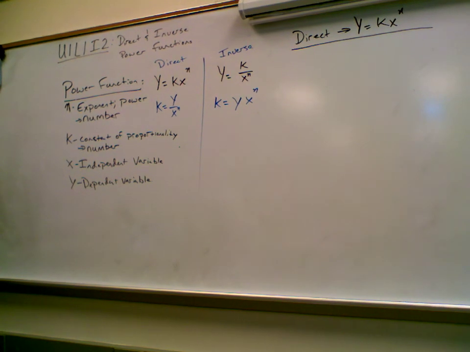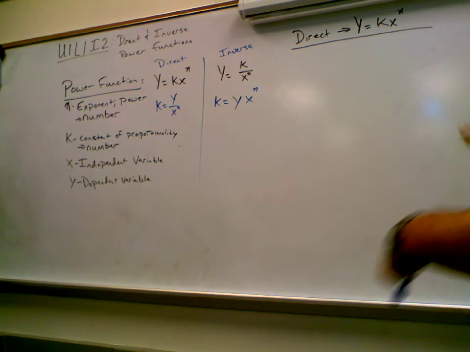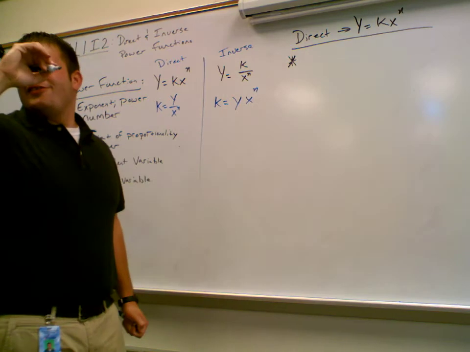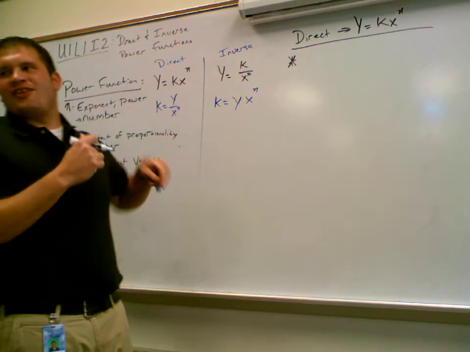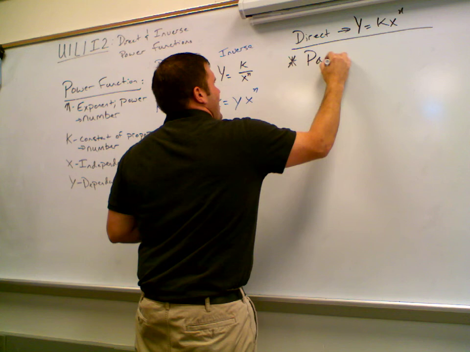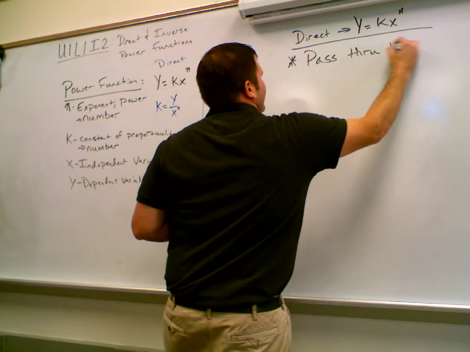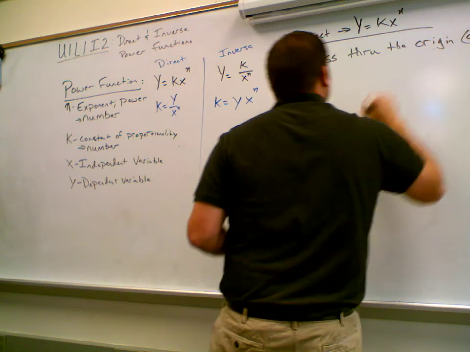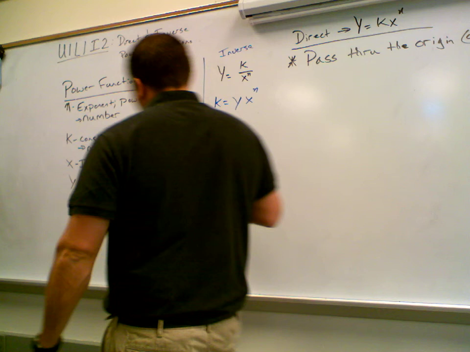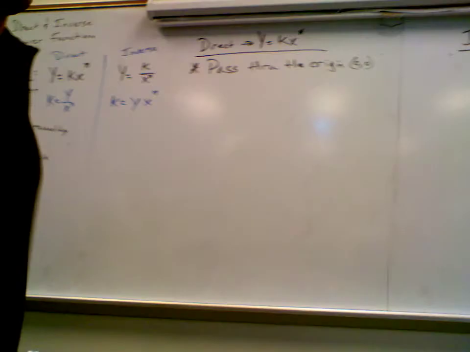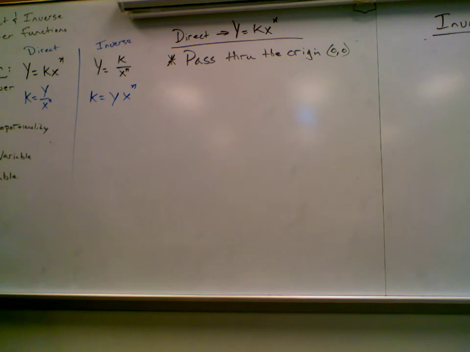Now, what's one thing we know about every single direct graph? They touch the x and the y, where the x and the y overlap. What's that called? The origin. Every single direct graph will pass through the origin, and the origin is 0, 0.